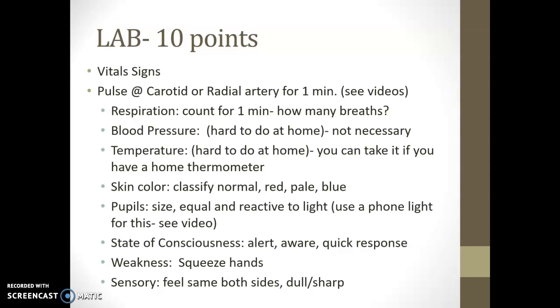We're going to check their weakness, so having them squeeze your hands, both of their hands, and make sure it's equal on both sides. And then sensory, you're going to make sure you're feeling both sides, and I have explained that in the lab for this week.